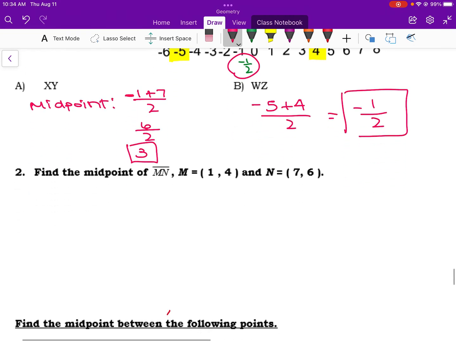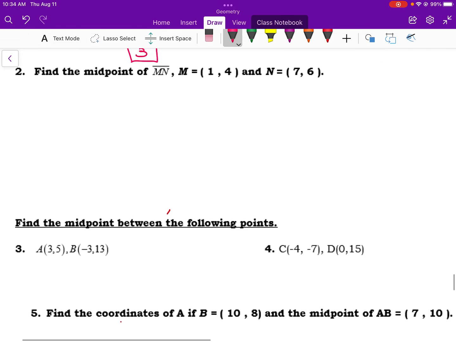So think of the process in a coordinate plane as essentially taking just 2 averages. So if I have points here, I'm going to roughly sketch it. M's at 1, 4, so somewhere over here. N is at 7, 6, so somewhere up here. Obviously, I can't use the counting method in this case. I definitely will have to use the midpoint formula.